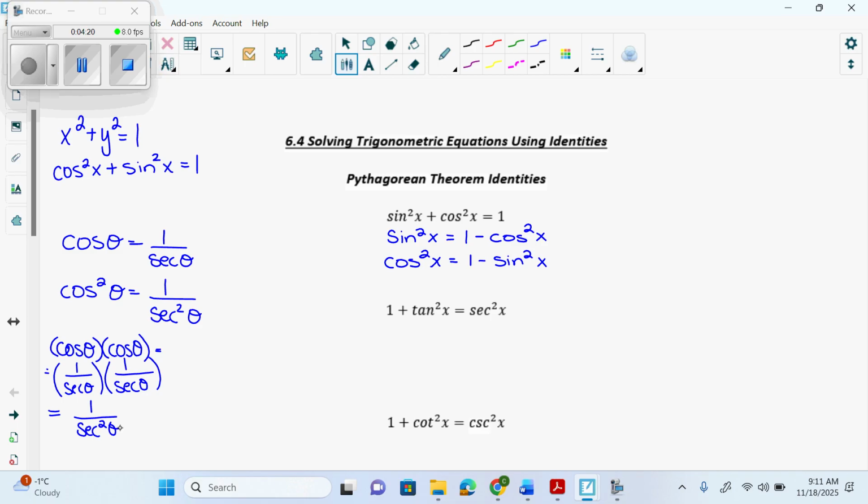All right, let's rearrange this one. If I want tan squared by itself, tan squared x equals secant squared x minus 1. We agree? And then the other formula you could use is 1 equals secant squared x minus tan squared x.